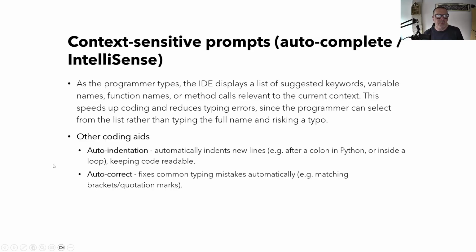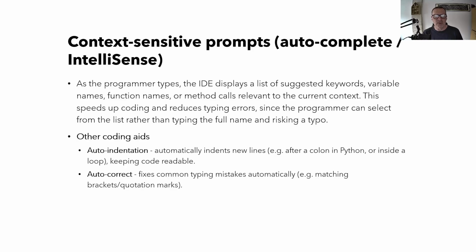Other things that help are auto indentation, so it automatically indents new lines. For example, when you're doing Python and you type a colon in and enter, it'll automatically go to the next line and indent for you. And that helps to keep code readable, and of course in Python's case it's for the syntax as well.